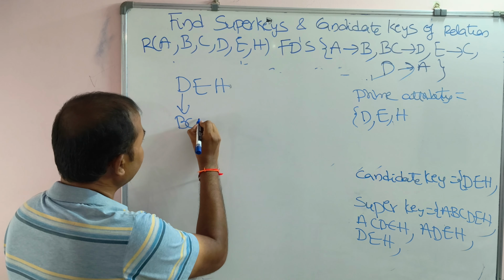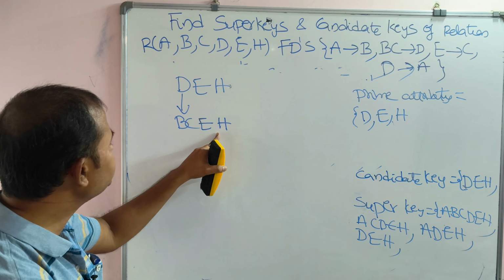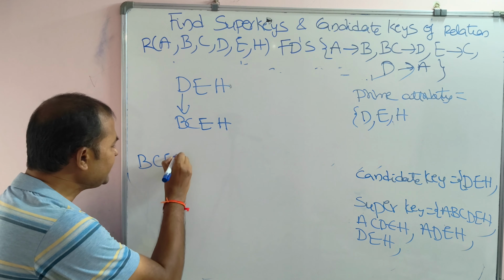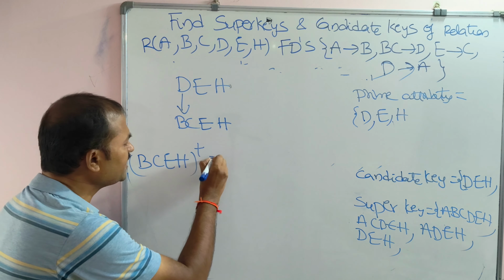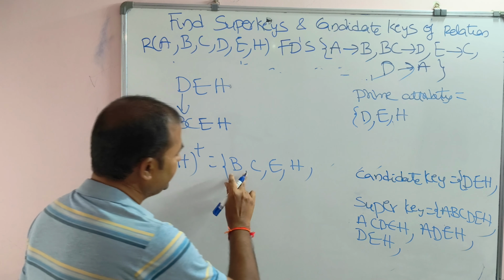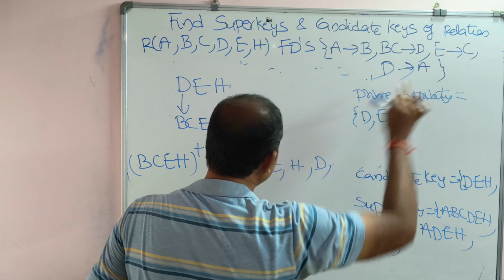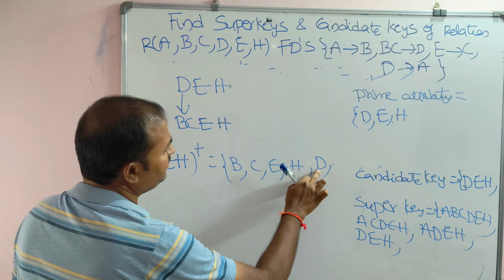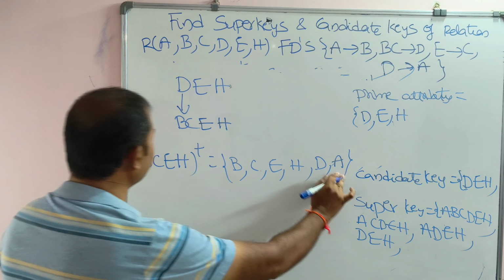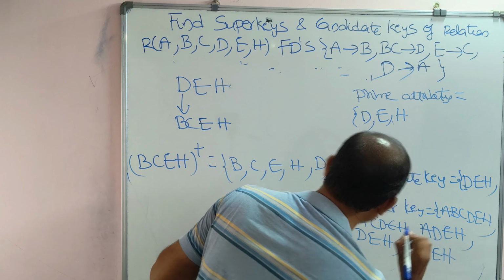So BC. Next, the remaining attributes EH. So we can say that now BCEH is the super key. Why? Because if we calculate the BCEH closure, then it will contain all the attributes. So BCEH determine themselves. Next, here we have BC. BC determines D. Here we have E. E determines C, but already we have C. Here we have D. D determines A. So A, B, C, D, E, H. Here we have all the attributes. So we can say that BCEH is the super key.